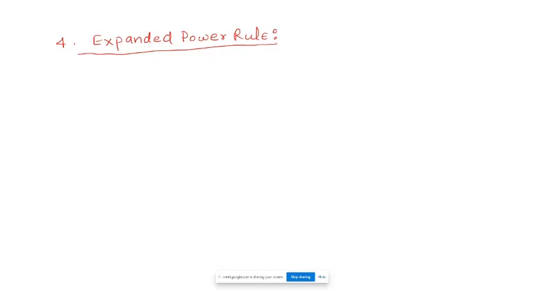Okay? This is it. If you have xy to the power of m, what will happen? It will distribute to both. M will go to x also and m will go to y also. So what will happen? x to the power m, because xy means x times y. Understand? So x to the power m times y to the power m. That is the expanded power rule.